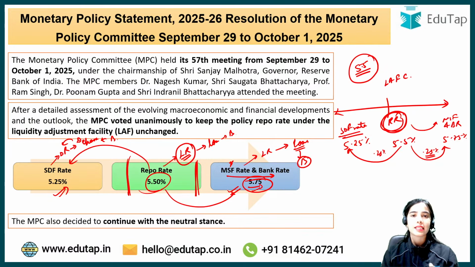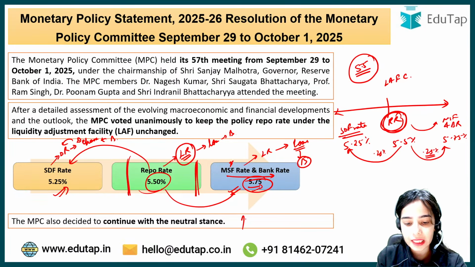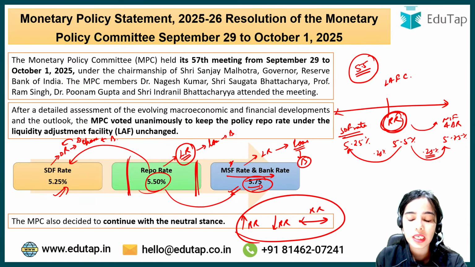Now MPC has decided to continue with the neutral stance. Neutral stance means that the RBI MPC can decide to increase the repo rate in the future, decrease the repo rate in the future, or keep the repo rate unchanged. So this is the neutral stance, that in the future whatever decision can be taken.